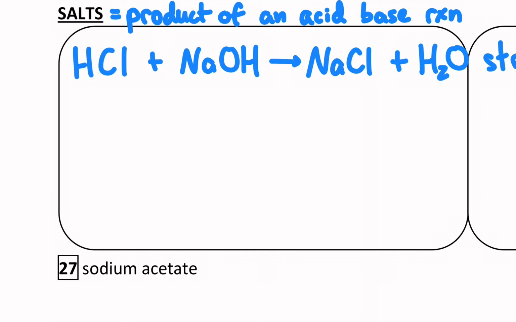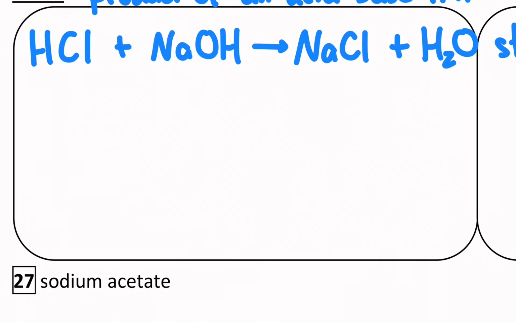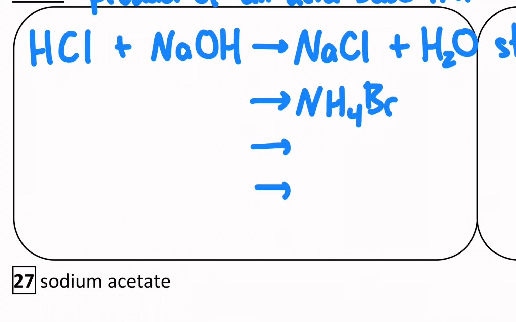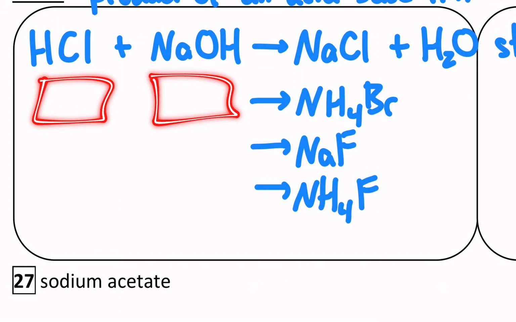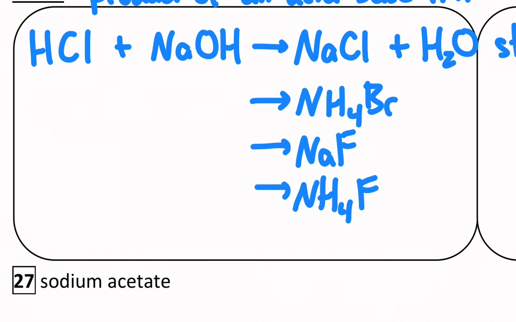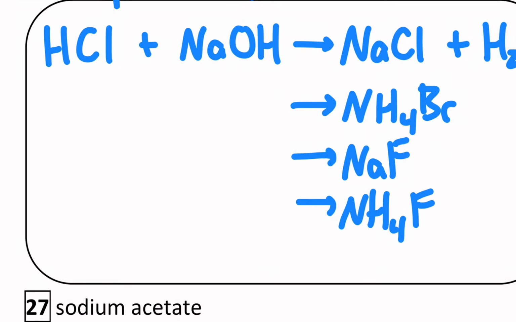That's not necessarily why the salt is neutral, but it's a good trick to remember that it is neutral when you make it. So let's see if we can figure out what acid and what base would produce a couple of other common salts. Let's say I wanted to make ammonium bromide, sodium fluoride, and ammonium fluoride. Hit pause and see if you can figure out what acid and what base would be used to make each of those three salts, and then come back and check. Okay, let's see how you did.